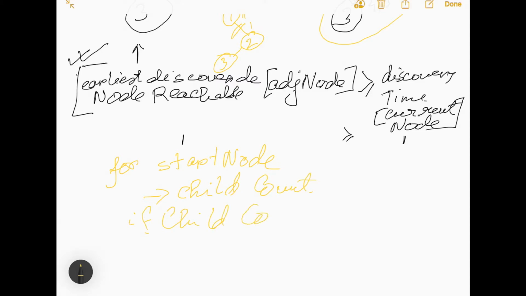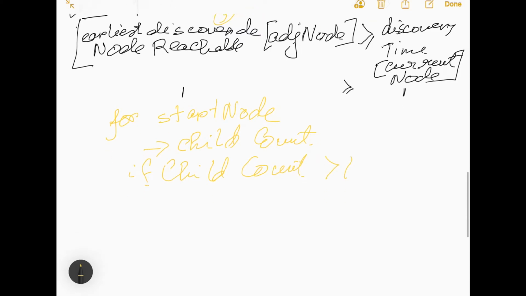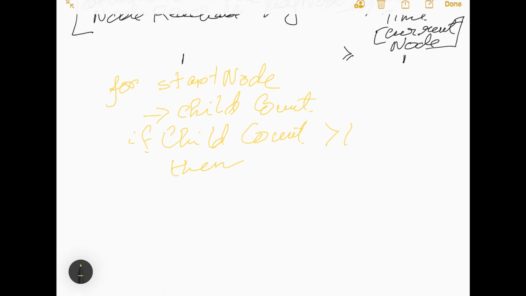If child count is greater than 1, then the start node is an articulation point.